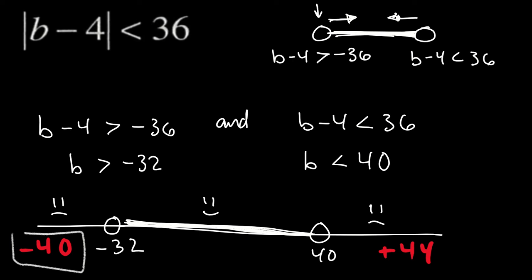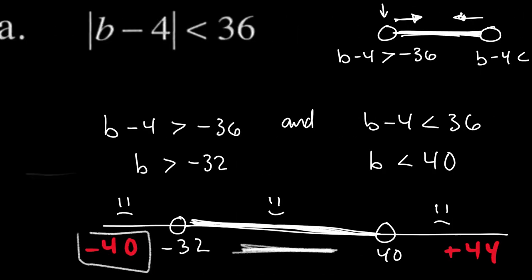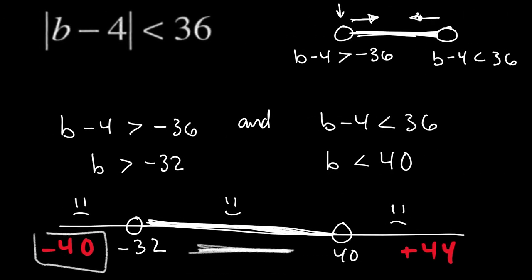Now, any number that I pick in this range, any of these values will work, except for the endpoints. The negative 32 and the 40 will not work because this is strictly less than. It's not less than or equal to. So, for example, if I pick the number 14, somewhere in here is the number 14. If I put that in this inequality, this is now 14 minus 4, which is 10. The absolute value of 10 is 10, and 10 is less than 36.